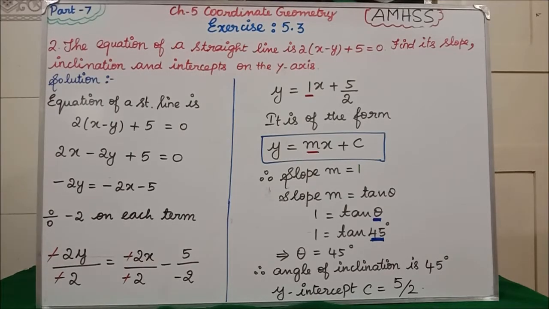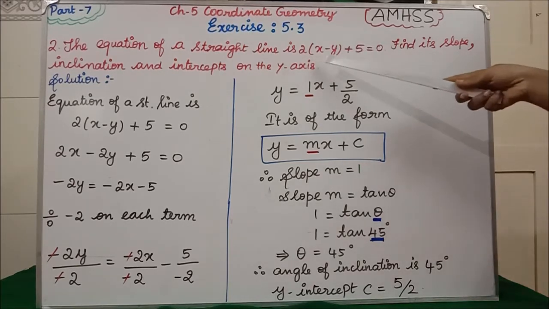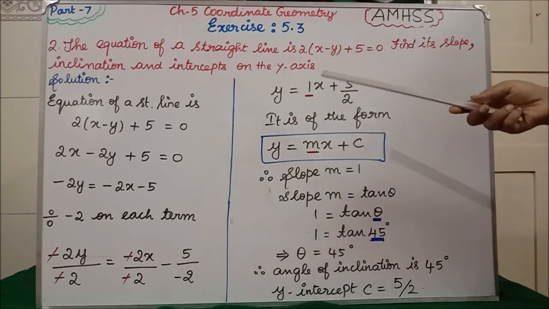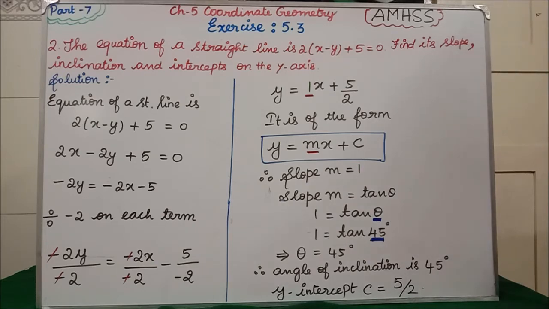5.3, second question we are going to see. The equation of a straight line is 2 into (x minus y) plus 5 equal to 0. Find its slope, inclination and intercept on the y-axis. Clear? In this question, they are asking three things. What are the values they are asking?